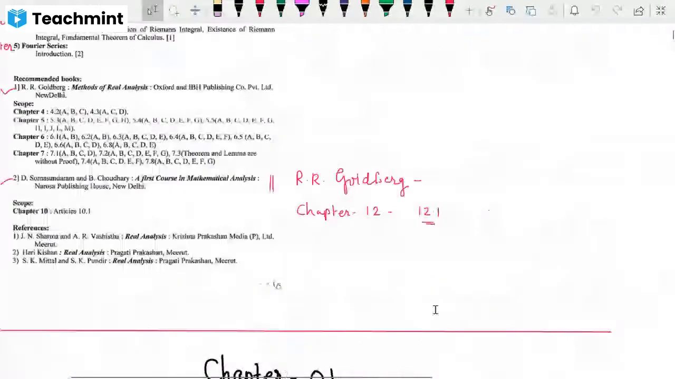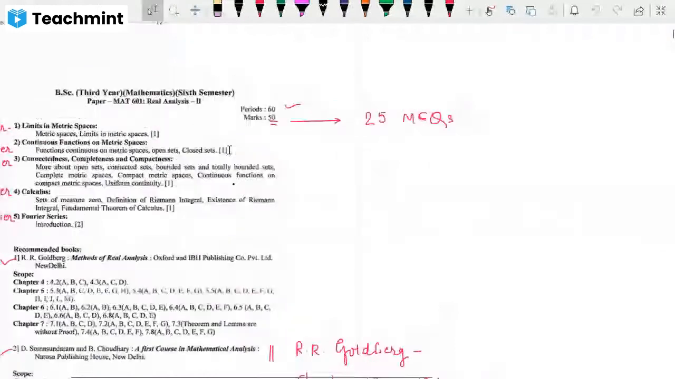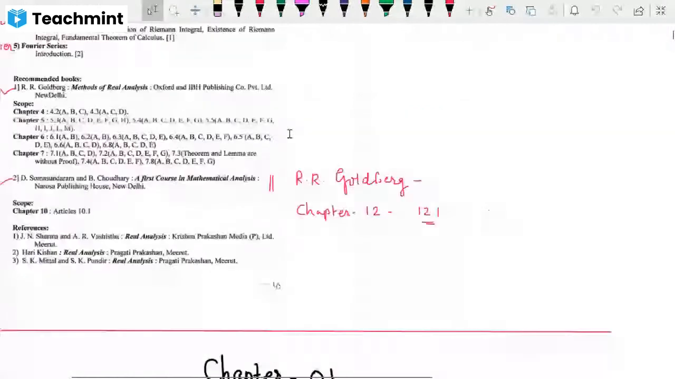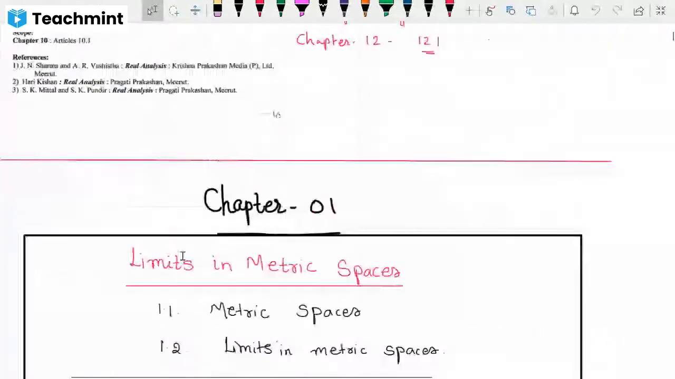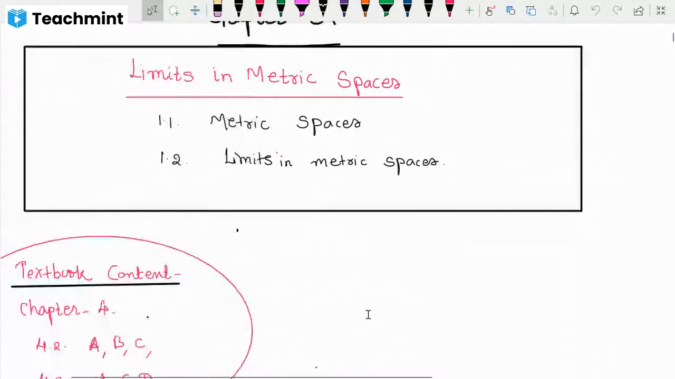So yesterday first we saw the syllabus of MIT 4601, that is Real Analysis 2. There are a total of 5 chapters, and the textbook is Methods of Real Analysis by R. R. Goldberg. Then we started the first chapter, that is Limits and Metric Spaces. The first topic of the first chapter is metric spaces.